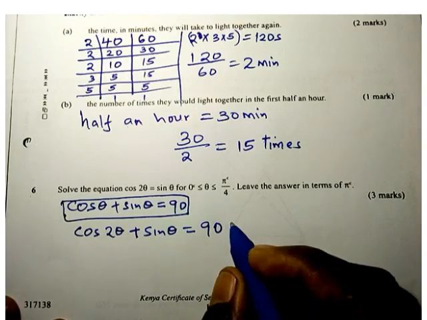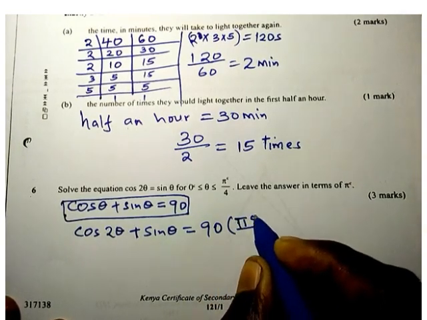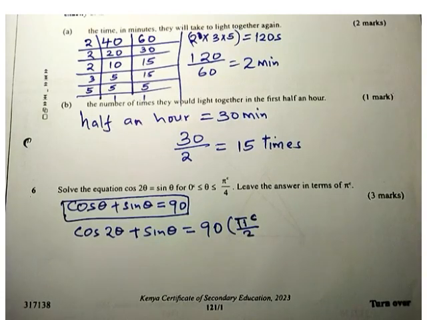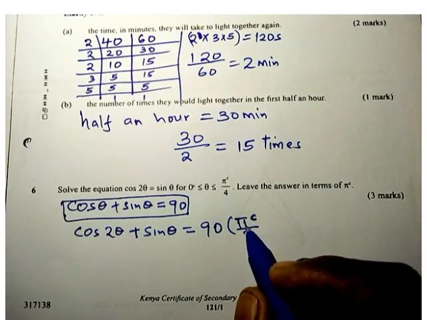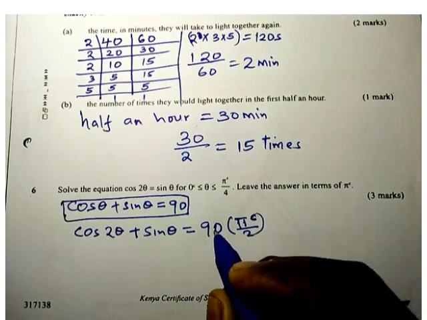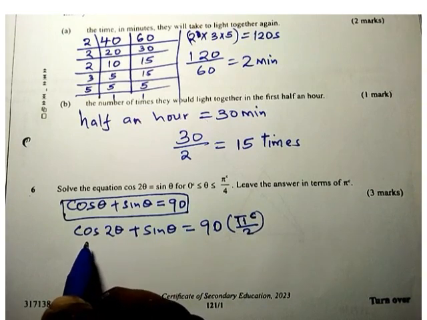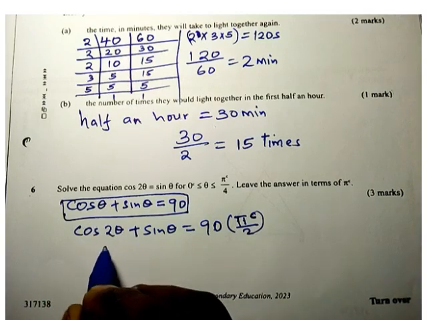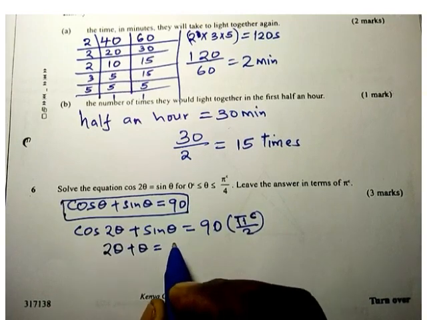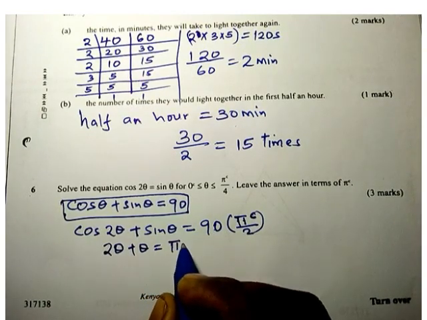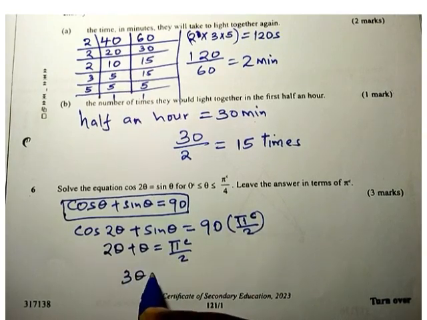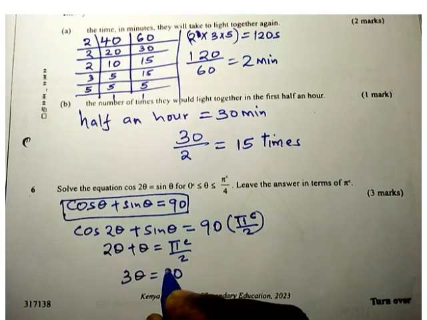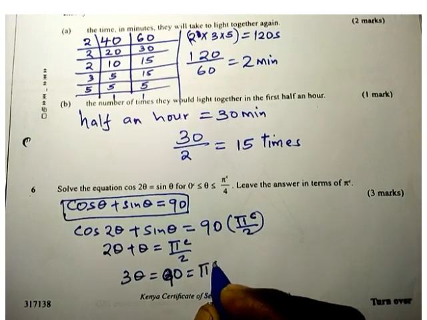But 90 is the same as pi radians divided by 2, because pi radians is exactly 180. So 180 divided by 2 will give us 90. So we continue. Once we introduce the cos and the sin, now we ignore the cos and the sin. We add 2 theta plus theta. The answer is 90, or the answer is pi radians over 2. So 3 theta is equal to 90, which is equal to pi radians over 2.